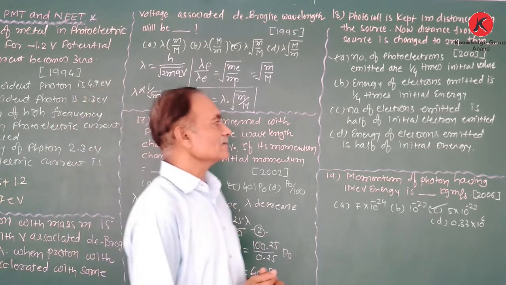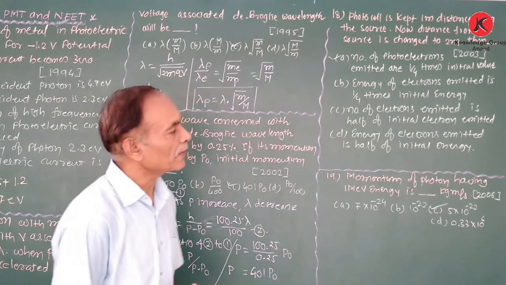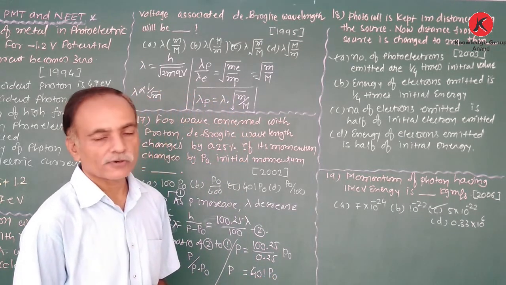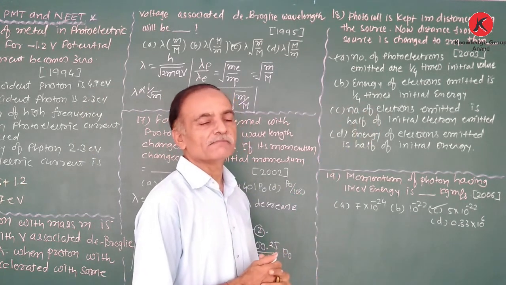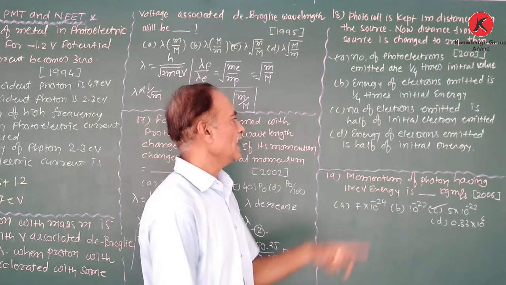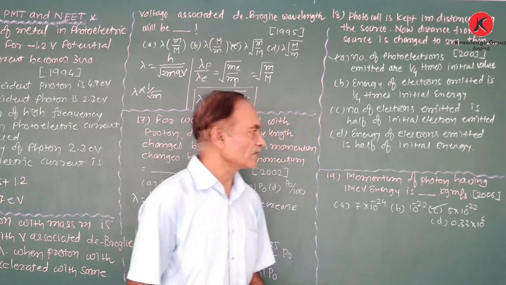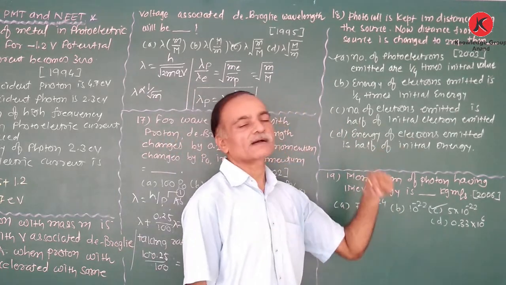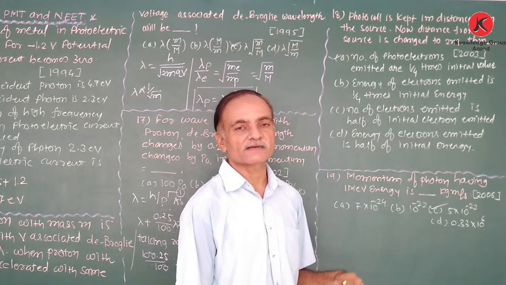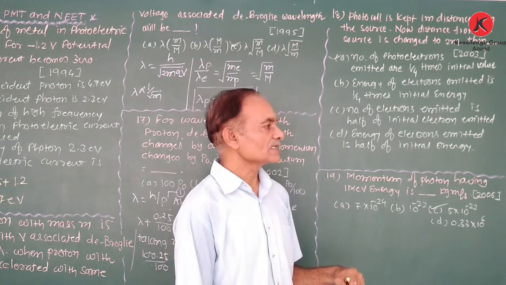Next, the number of electrons emitted is half of the initial. It shows that the number of electrons emitted becomes half of the initial. And next is the energy of the electrons emitted is half of the initial energy. Now the energy becomes half as the distance becomes double. Now what is the result?